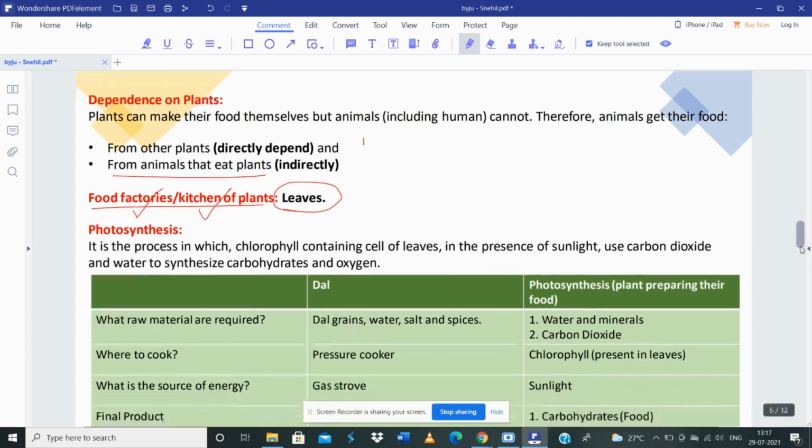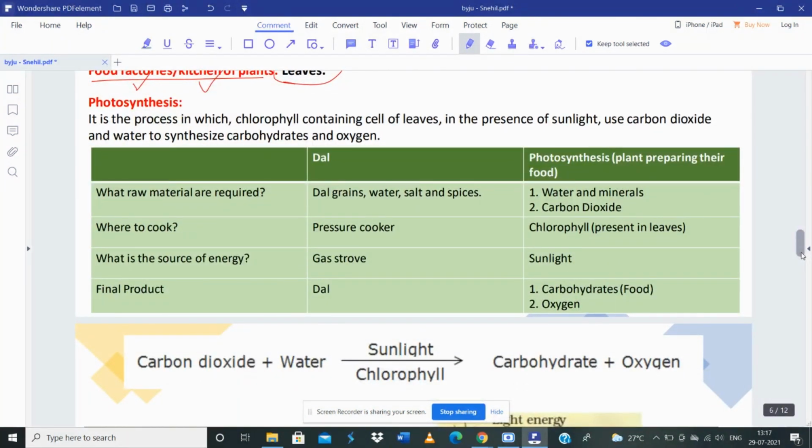Let's understand this concept of making food with a very interesting example. For example, your father wants to cook dal, and to cook dal, what are the raw materials you need? Exactly, we need dal grains, we need water, we need salt, we need spices. In the same way, plants also require some raw materials to prepare their food, and the raw materials are water and minerals, and second is carbon dioxide. So now we have our raw materials in both cases, in the case of dal and in the case where plants are preparing their food.